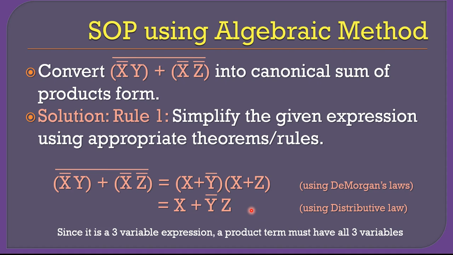Now, you have a three variable expression. The product term must have all three variables. So, you should convert it into a canonical sum of products. You should have product terms which have three variables, because as per the expression, you got three variables here. So, now you are going to make it.